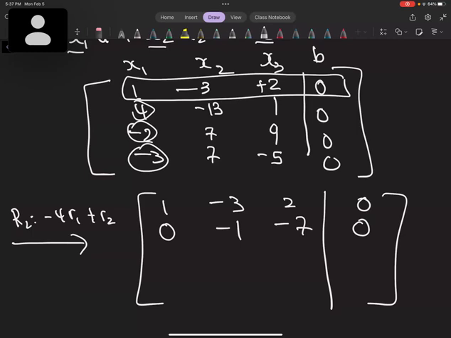Listo. The next one is row 3: 2 row 1 plus row 3. 2 minus 2 is 0. Minus 6 plus 7 is 1. 2 plus 2 is 4 plus 9 is 13.